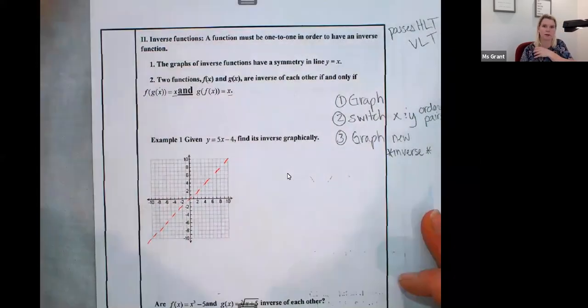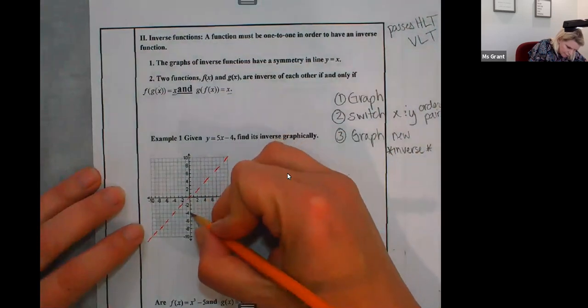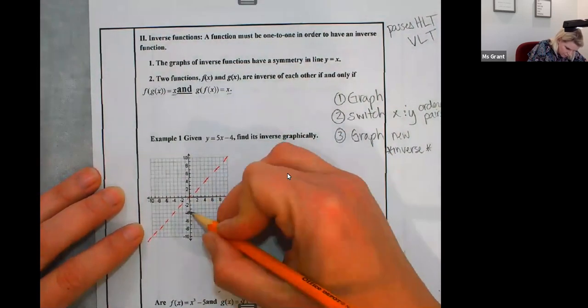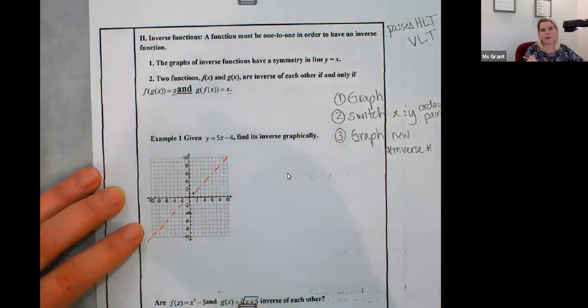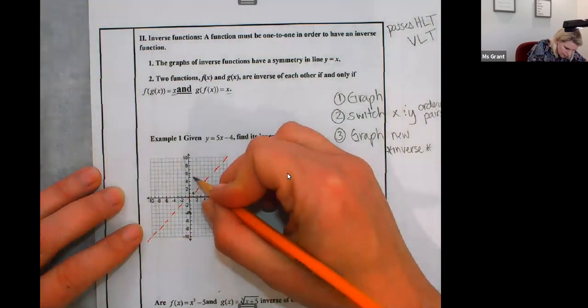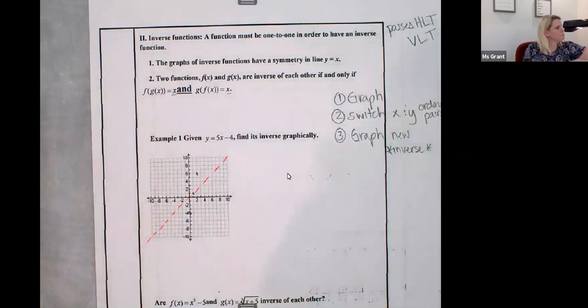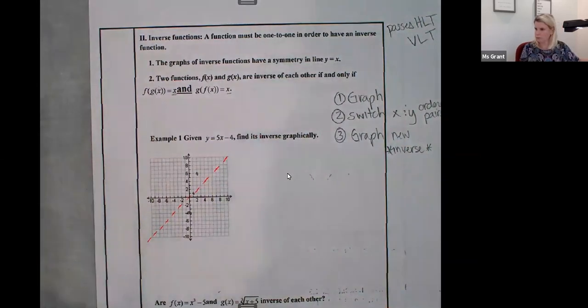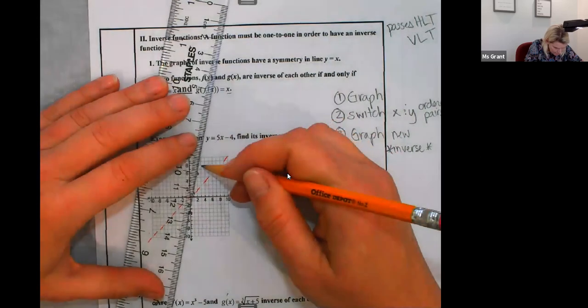Let me turn this on like that. That's nice. Negative 4. 1, 2, 3, 4, 5 over 1. Begin at negative 4. That's my y-intercept. Rise 5, run 1. 1, 2, 3, 4, 5. Run 1. Okay. Here we go. Connect the dots.